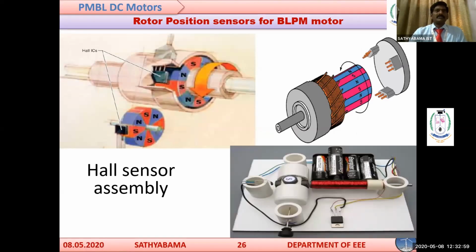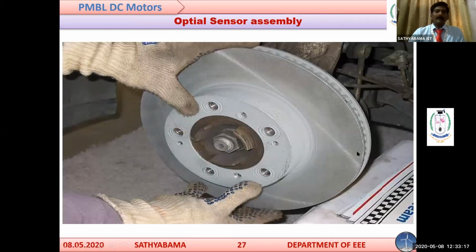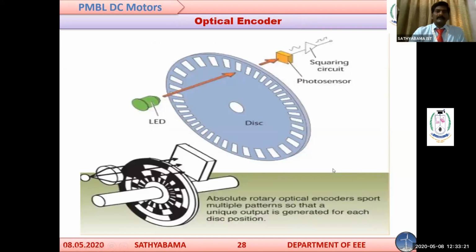This is the rotor position sensor for the PMBL motor. And here we have the Hall sensor assembly. Here the Hall effect sensor is placed in the rotor permanent magnet. So this is the sectional view of the Hall sensor assembly. And this is the optical sensor assembly, the optical encoder.